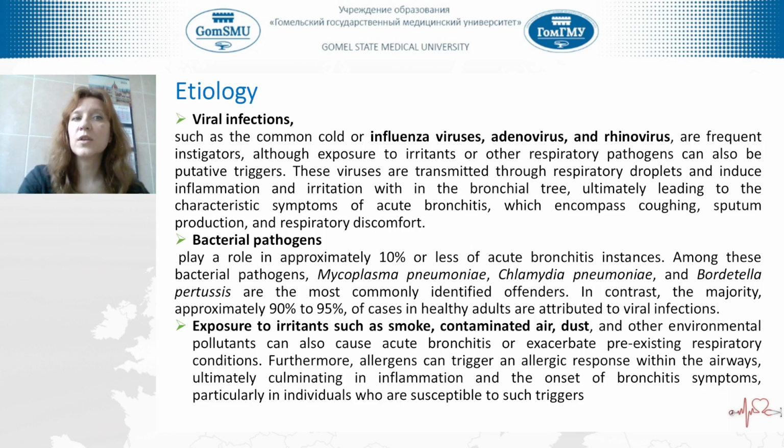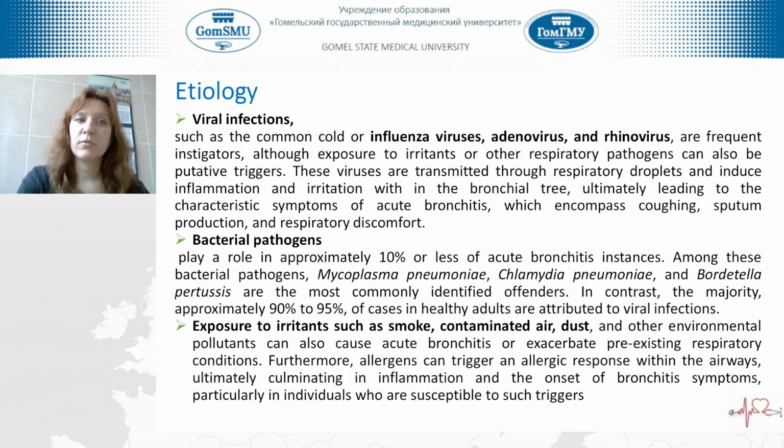Etiology. Viral infections such as the common cold or influenza viruses, adenoviruses, or rhinoviruses can be frequent instigators. Exposure to irritants or other respiratory pathogens can also be putative triggers. Those viruses are transmitted through respiratory droplets and induce inflammation and irritation within the bronchial tree, ultimately leading to the characteristic symptoms of acute bronchitis, which cause cough, sputum production, and respiratory discomfort.